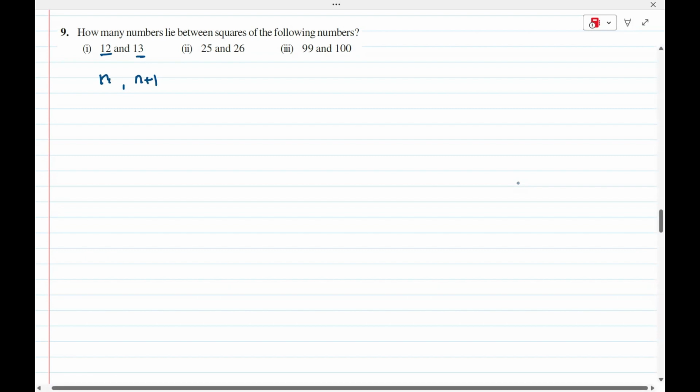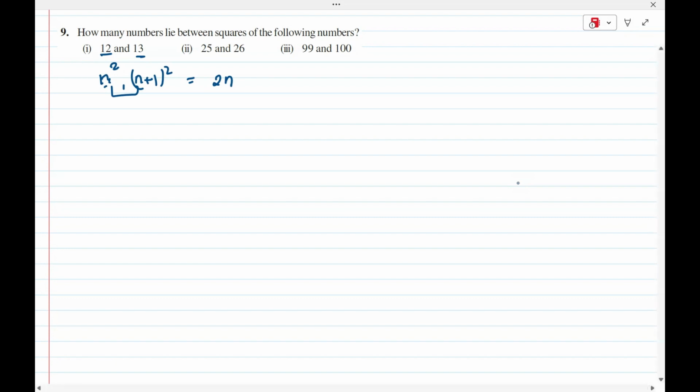Here I have 12 and 13, correct? So if I have the numbers n and n plus 1 and I square them, how many numbers will be between them? The formula is that there will be 2n numbers between these two squares. That is the formula we learned while studying exercise 5.2.